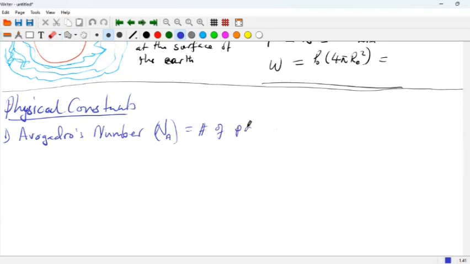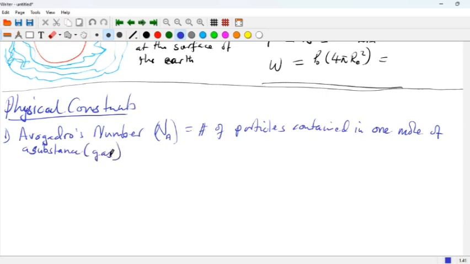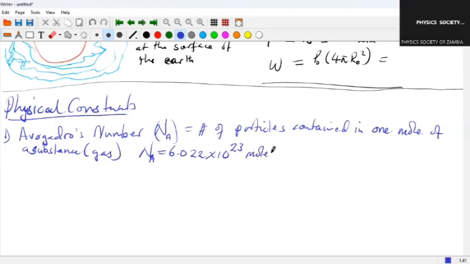The number of particles contained in 1 mole of a gas. Let me just use gas because after all, we're dealing with gas laws. The number of particles contained in 1 mole of a gas is equal to 6.022 times 10 to the power 23 molecules.